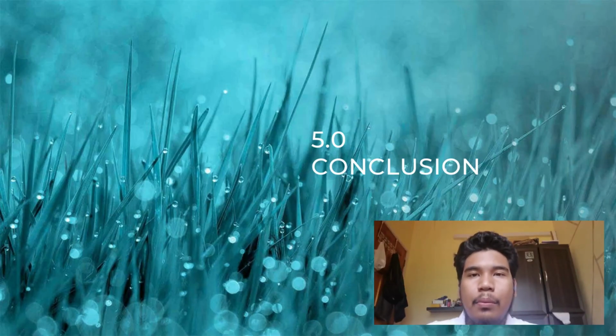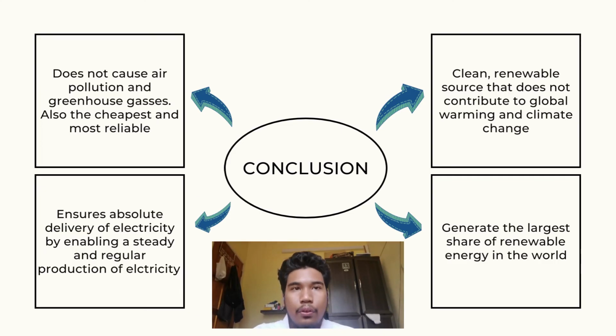And we meet again as I will be presenting about the conclusion of the project. As for the conclusion, we should encourage the use of hydropower because it doesn't cause air pollution or greenhouse gas. Hydropower is one of the cleanest sources of energy and is also the most reliable and cheapest. There are many reasons why using more hydroelectric power is good, like for instance, the fact that hydroelectric power is a clean, renewable source of energy that doesn't contribute to global warming and climate change like fossil fuels such as oil do.